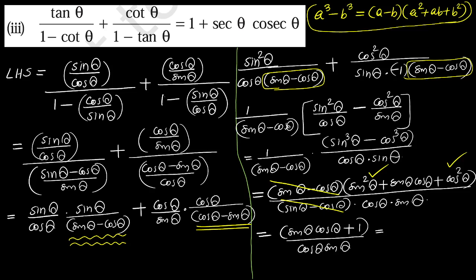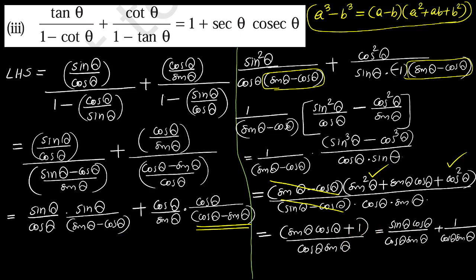In the next step, or in 1 or 2 steps, you will get the answer. We can split into 2. How? I will show you. Sine theta cos theta by cos theta sine theta plus 1 by cos theta sine theta. Can you see? If you are not able to see, you can zoom it. We can split into 2: first term by denominator plus second term by denominator.